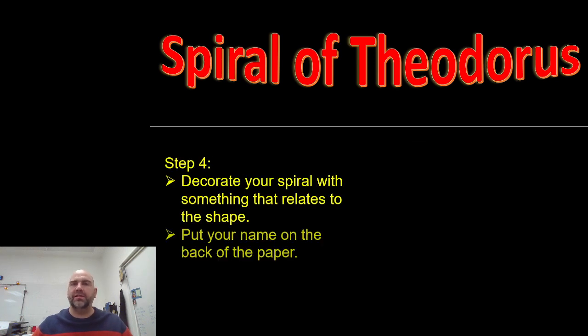All right, last step, step 4. Once you are finished with your spiral, I want you to decorate it with something that relates to your shape. Make sure to put your name on the back of the paper, because I want to see just the picture, and if I want to hang them up, we don't need to necessarily have your name on there unless you really want it.